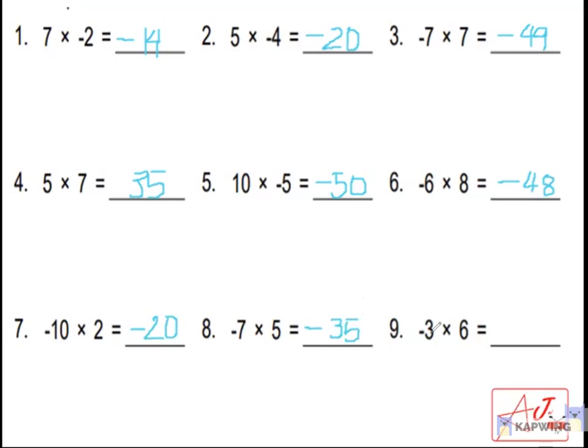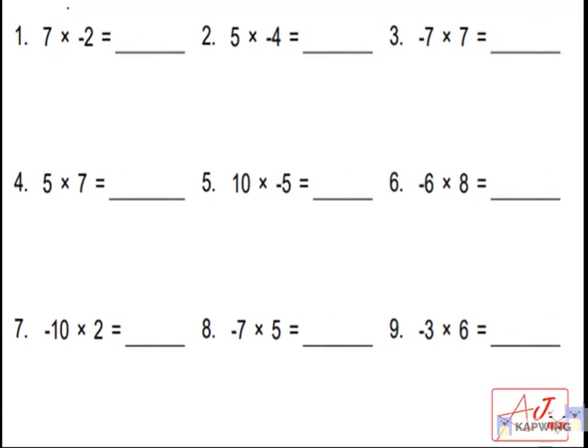For number 9, negative 3 times 6. Magkaiba ulit siya ng sign. So, negative po ang answer natin dahil magkaiba po ang sign nila. 6 times 3 ay 18. So, that's why ang answer po sa question na yan ay negative 18.